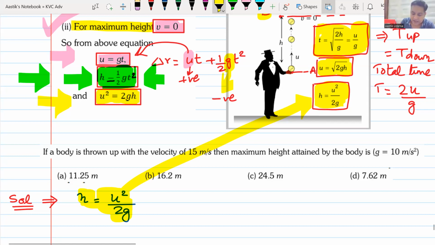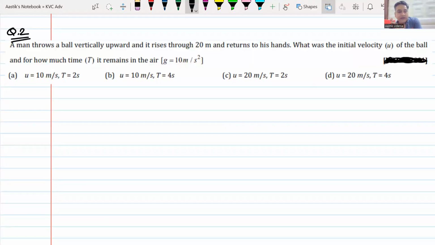Yes, sir. Okay. Here comes the next question, and I'm expecting quick answers from my students. Let's hope who gets it first. A man throws a ball vertically upwards. It rises through 20 meters and returns to his hand. What was the initial velocity of the ball? And how much time it remains in air? G is taken as 10 meter per second square. I'll give you 2 minutes to solve this one.